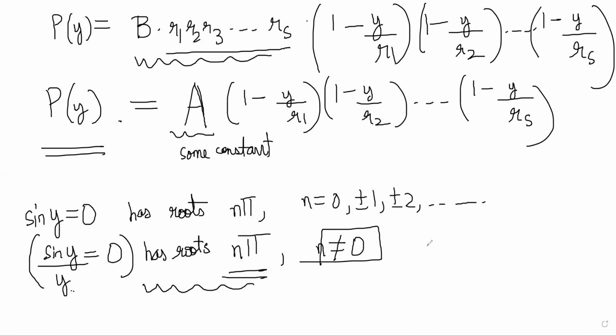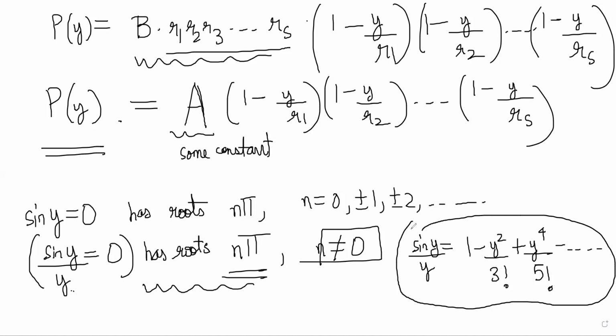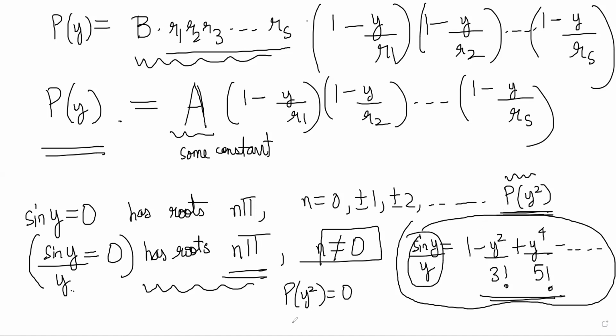Great. And we already know that sine y by y is an infinite polynomial with this type of nature, right? We have taken the Taylor series expansion and we have this as the infinite polynomial. It has only even powers. So technically, this sine y by y is a polynomial in y square, right? Since it has only even powers, we can think of this as a polynomial in y square, right? Because this expression can be written as a function of y square, right? So if we have a p of y square equal to 0, sine y by y is a polynomial in y square. So p of y square is equal to 0.